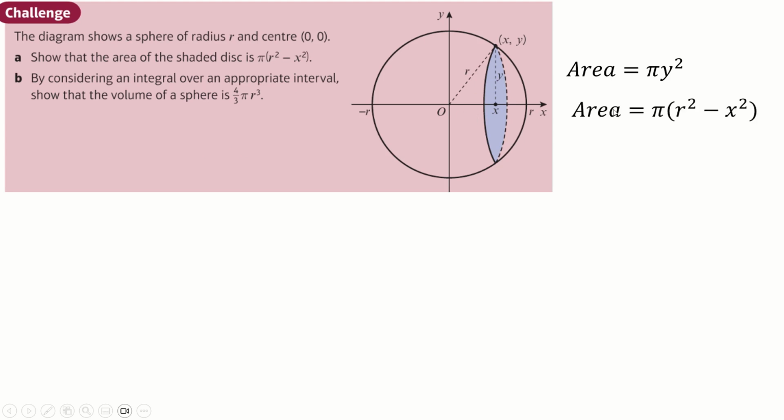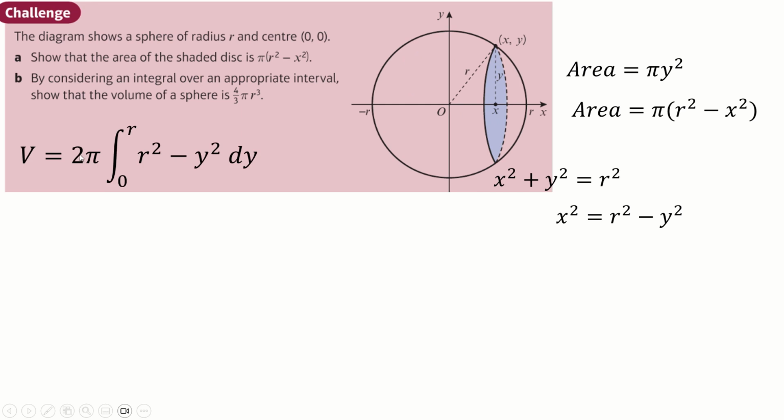I'm not sure why they really asked you to do that, because I'm not really going to use it. All I'm going to do is say that the equation of this circle here is x squared plus y squared equals r squared. I'm just going to consider the top half of it. If I consider the top half and integrate around the y-axis, between 0 and r of x squared, therefore. If I do that and then just times the answer by 2, I'll get the entire sphere.